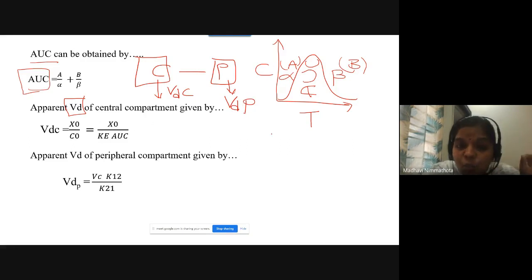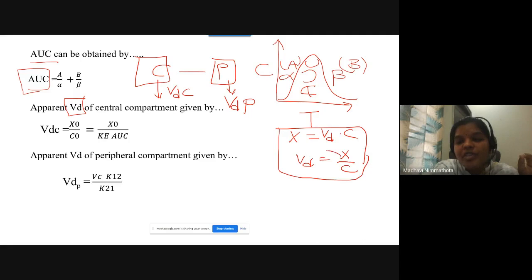We already know the relationship X equals VD into C. Then VD equals X by C. Amount of the drug, concentration of the drug, volume of distribution. Then VDC, volume of distribution in the central compartment, is X naught by C naught. Here we are taking the initial amount of the drug available and the initial plasma drug concentration. Instead of writing C naught, you can write Ke into AUC.